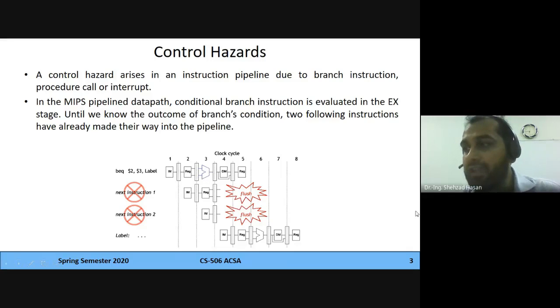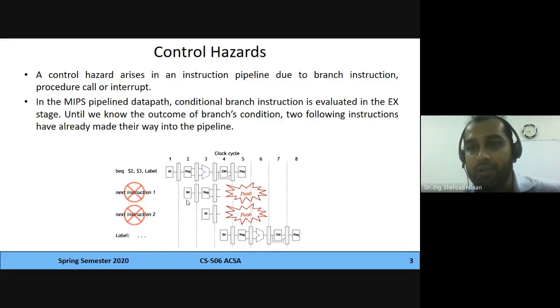If it was a taken branch, then these two instructions were wrongly started by the pipeline, because the branch is going to jump to some other location in the code, and these two instructions should now be removed from the pipeline. If you remove these and start a new instruction, the correct instruction, from the fourth cycle, this means you have lost two cycles. The correct instruction should actually start from the second cycle, because that was its right place.